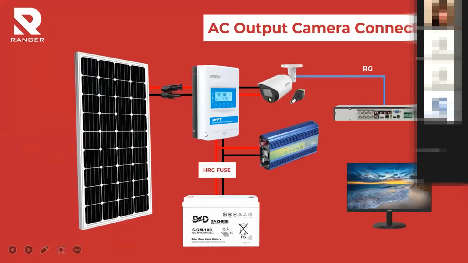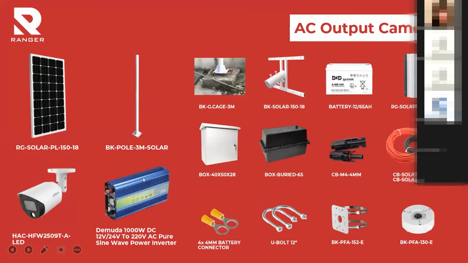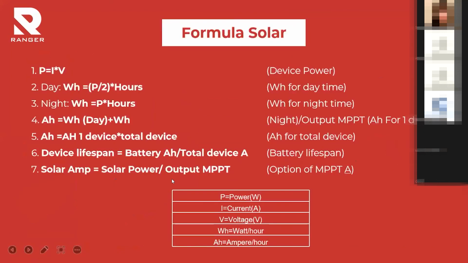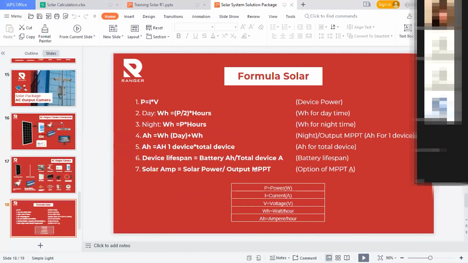For AC output, this is the connection I just showed you, if the customer wants to use an analog camera. Just add this inverter, using any inverter that will convert 12 volt to 220 volt AC. So that's all the packages that we have.